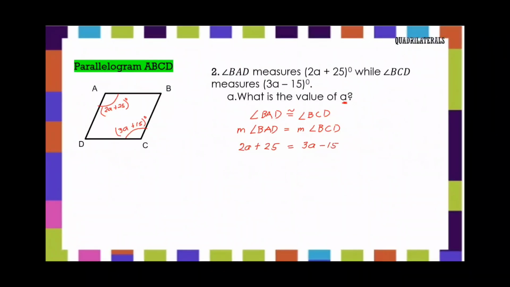Okay? By SPE, lipat natin itong 3A na to sa kabila. We're going to have 2A minus 3A. Yung positive, naging negative. Equals, lipat din natin itong positive 25 na to on the other side of the equation. We're going to have negative 15 minus 25. Simplifying, 2A minus 3A will give you negative A, is equal to negative 15 minus 25. That will give you negative 40. Okay, so for us to make this variable a positive, let's multiply both sides by negative 1. So negative times negative is positive A, that is equal to negative 40 times negative 1 is positive 40. So this is now the value of A. Okay, next.